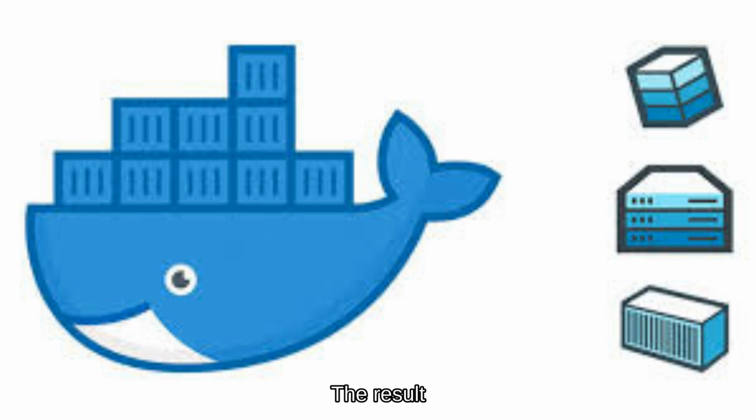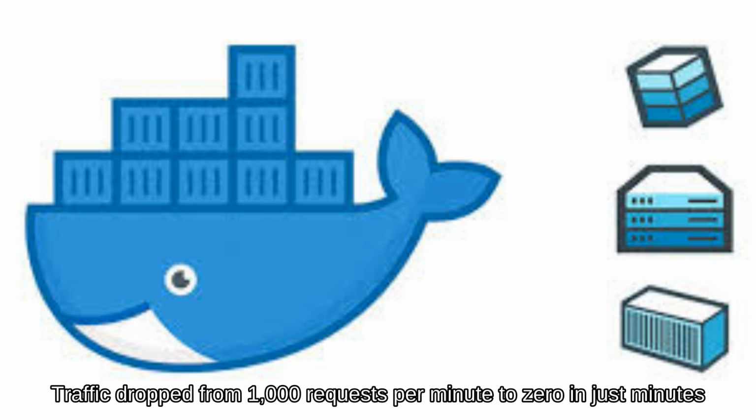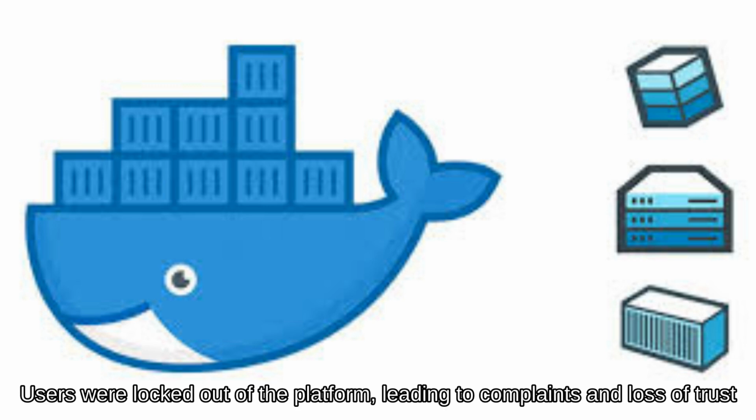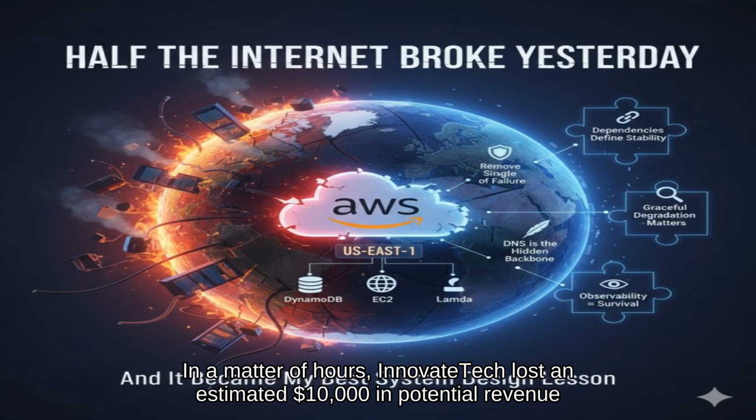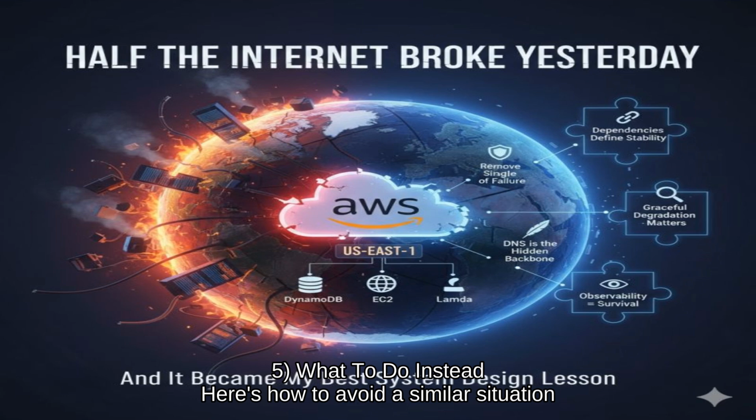The result? Their front-end couldn't communicate with the back-end API, causing the entire application to fail. Traffic dropped from 1,000 requests per minute to 0 in just minutes. Users were locked out of the platform, leading to complaints and loss of trust. In a matter of hours, InnovateTech lost an estimated $10,000 in potential revenue. It took them 3 hours to identify and fix the issue.